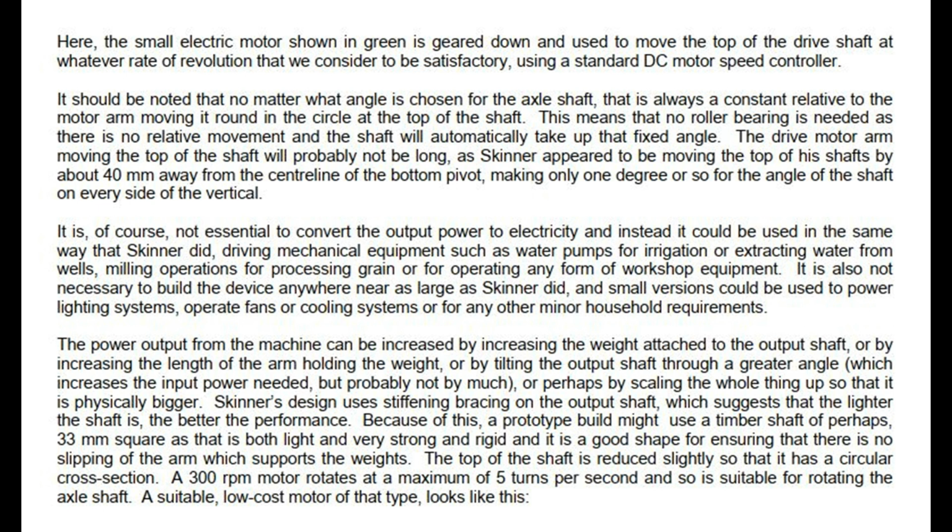Because of this, a prototype build might use a timber shaft of perhaps 33 mm square, as that is both light and very strong and rigid, and it is a good shape for ensuring that there is no slipping of the arm which supports the weights. The top of the shaft is reduced slightly so that it has a circular cross-section. A 300 rpm motor rotates at a maximum of 5 turns per second and so is suitable for rotating the axle shaft. A suitable, low-cost motor of that type looks like this.